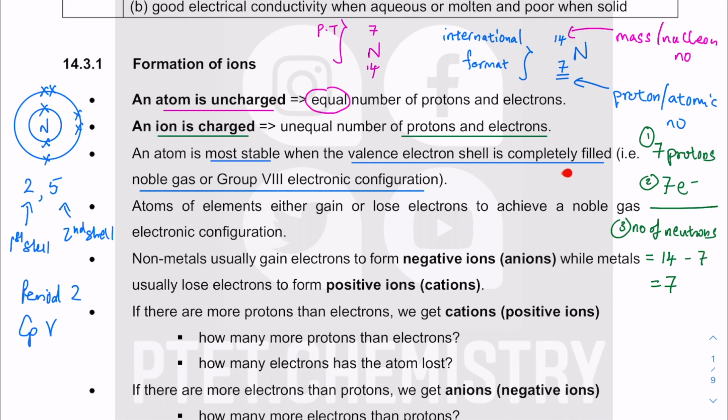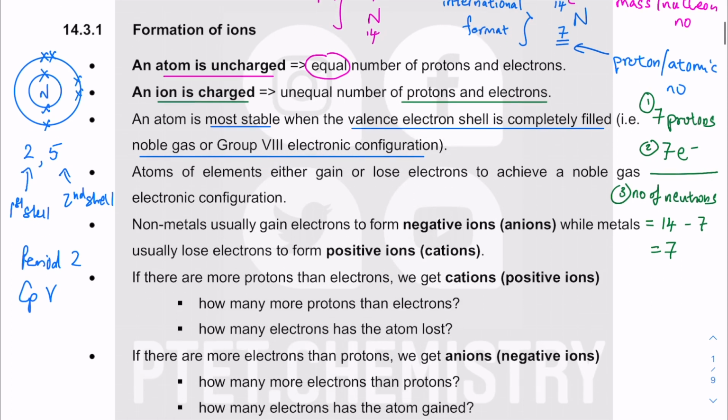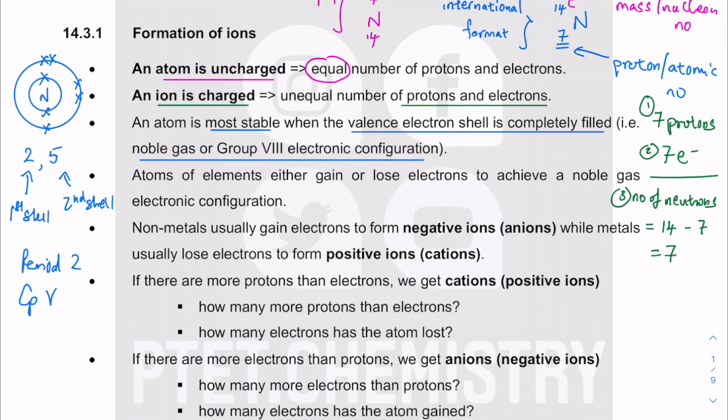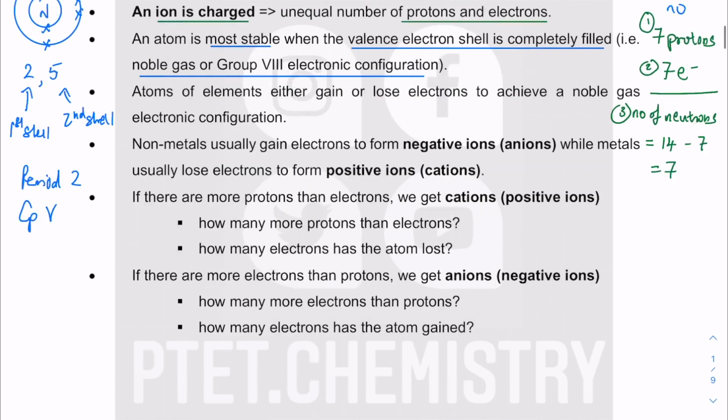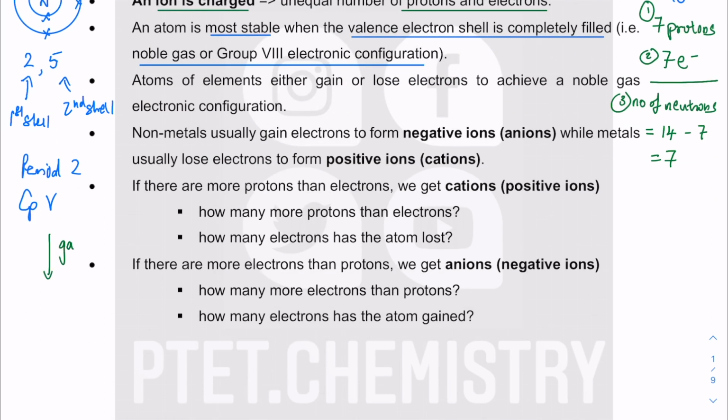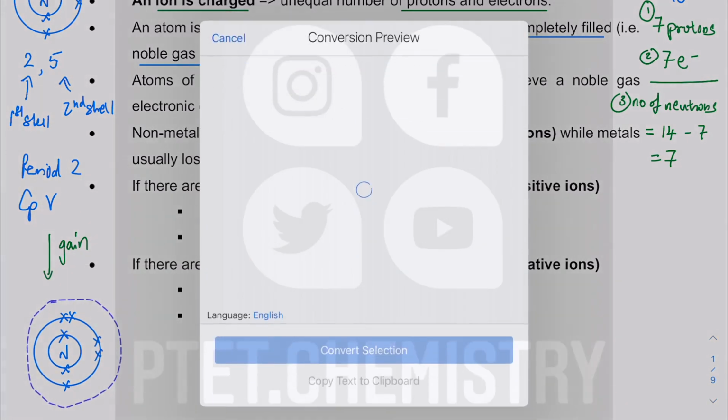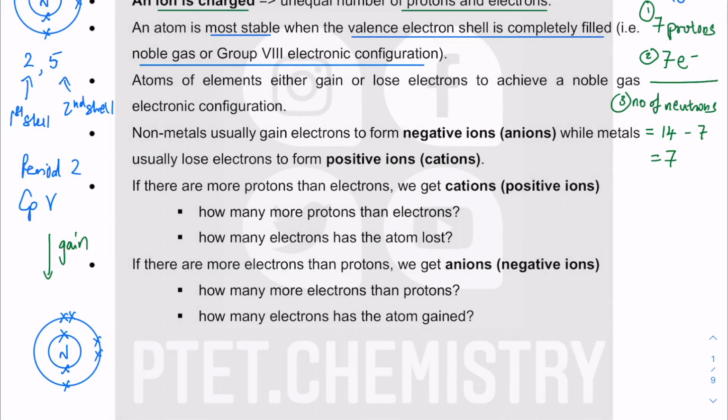If you want to go to a fully filled outer shell, then atoms of this element, this being a non-metal, would like to gain electrons. So a non-metal would like to gain electrons, and how many electrons will you gain in order to go to a fully filled outer shell? So what we have here is 1, 2, 3, 4, 5. You can fill up to 8 electrons in the second shell.